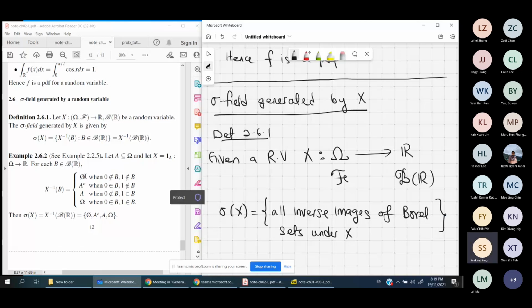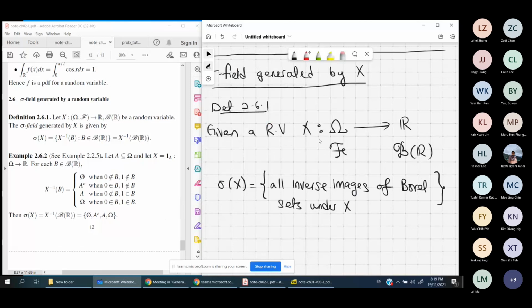Excuse me. Yeah, can I just clarify something? So when you write the function X maps the sample space to the reals, and then below that you put F to the Borel set of reals, do you also mean that X maps F to the Borel set of reals? No. Okay. No.